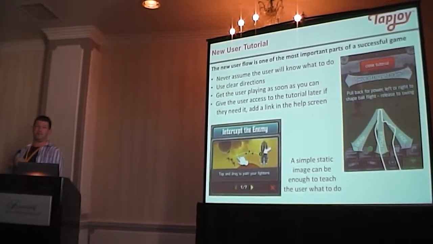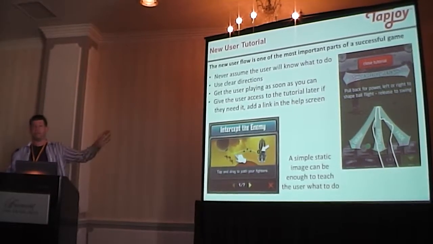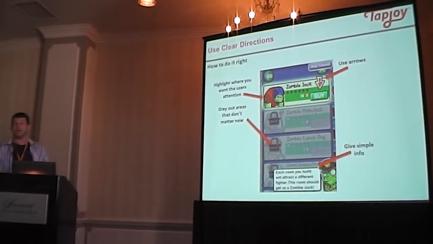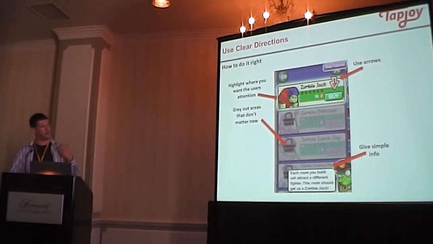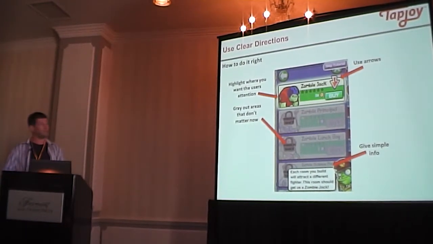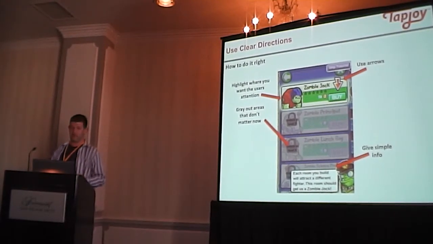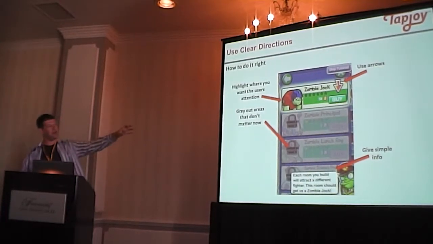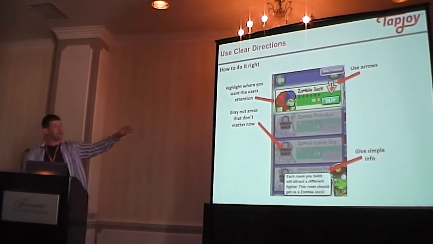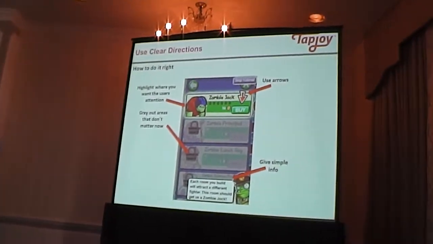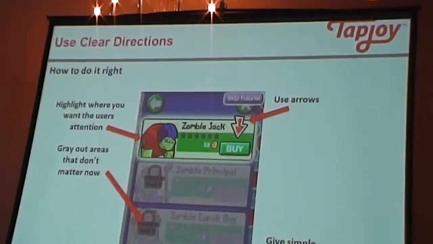Until you have time to do a more extensive tutorial, just putting some static screens in there can get the user started. Now, if you do have time, then you want to do a little bit more of an intensive tutorial. And you want to make sure that you're giving the user very clear directions. So you want to highlight the areas that you want them to look at. Don't just have a whole screen there and expect them to know where to click. Again, as a new user, they don't know what they're doing, so you need to show them.